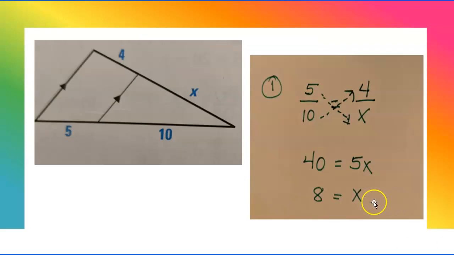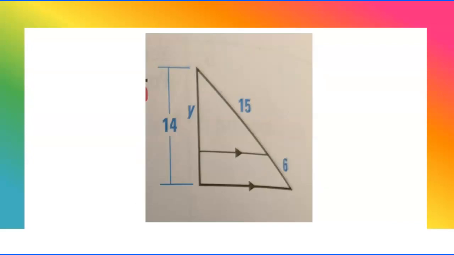But I did it a little differently there. I didn't reduce this one. So you can do it where you keep the 5 over 10 and the 4 over x. You get 40 equals 5x, x equals 8. You can do it either way and you'll get the same answer. But let's go to the next one. I don't need to repeat the first one.